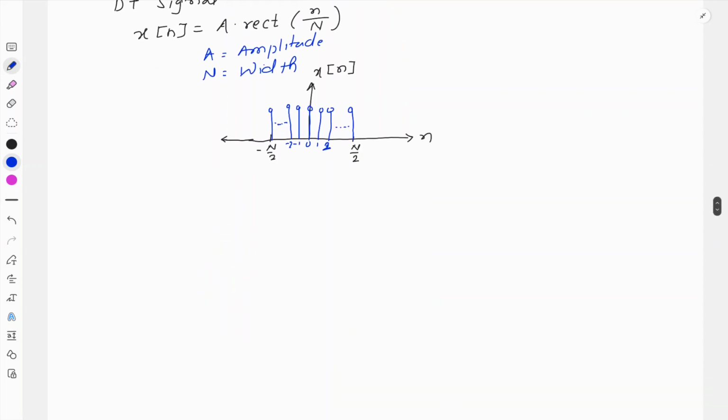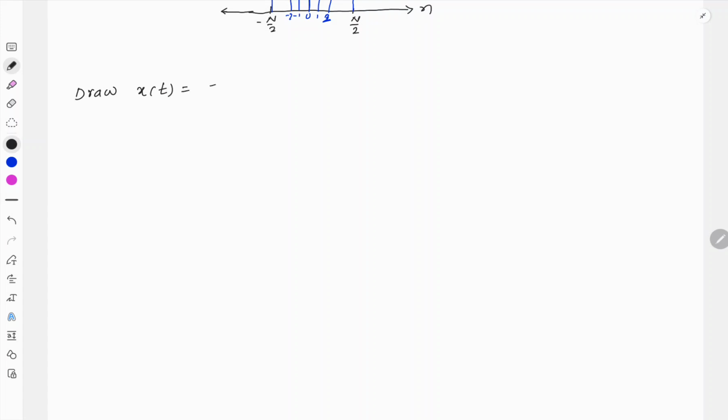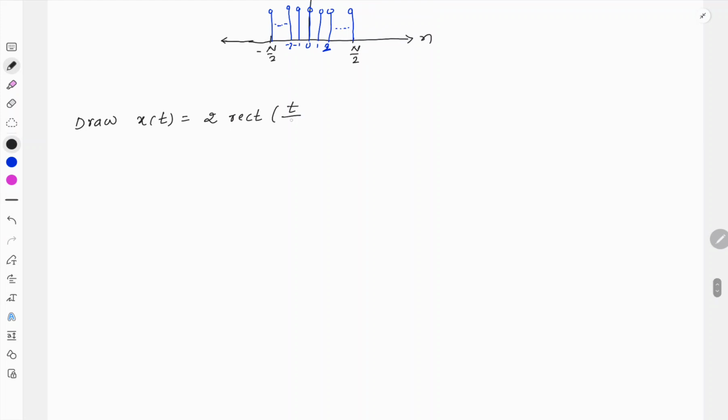Now let us take a simple example. Let's say we are supposed to draw a signal x of t equal to, let's say, 2 rect of t by 6. So in order to draw this signal, first let us write the equation for the rectangular signal, which is A rect of t by capital T. In this equation, if we compare both the equations, the amplitude A is 2 and the width of signal is 6.